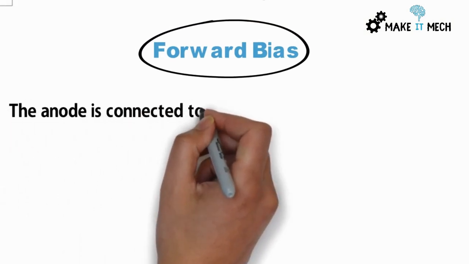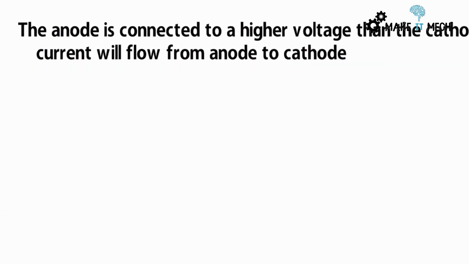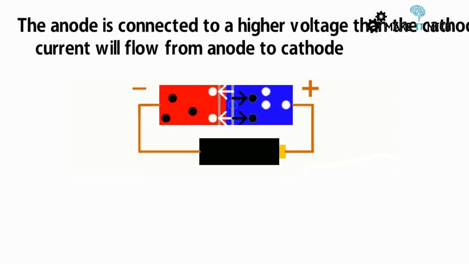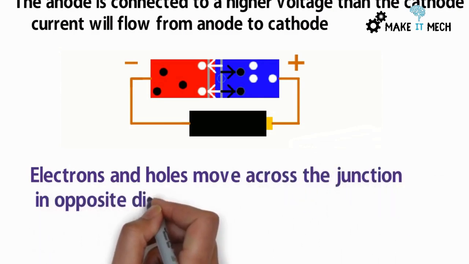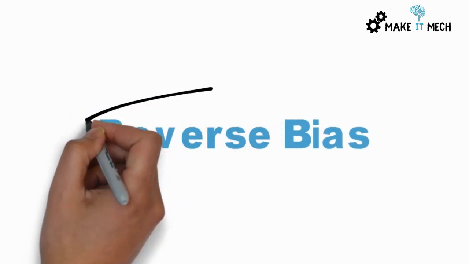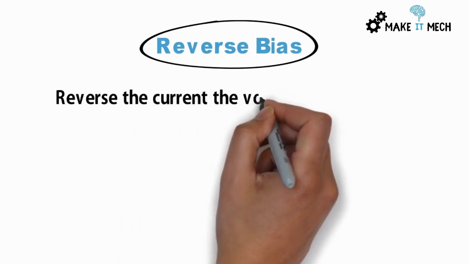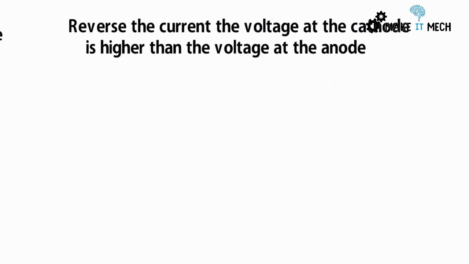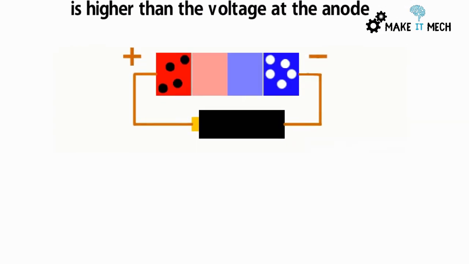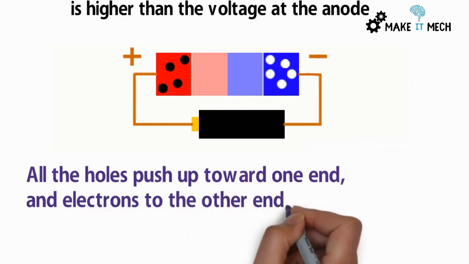In forward biasing, the anode is connected to a higher voltage than the cathode, and the current will flow from anode to cathode. The electrons and holes move across the junction in opposite directions, and the current flows. In reverse biasing, the voltage at the cathode is higher than the voltage at the anode. All the holes are pushed toward one end and the electrons to the other end, and no current flows.